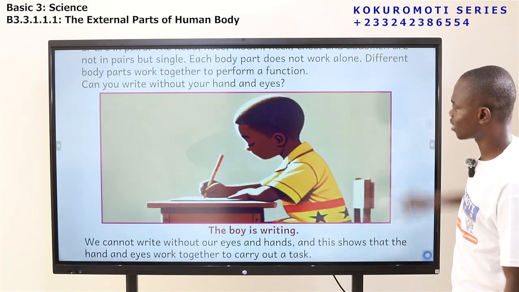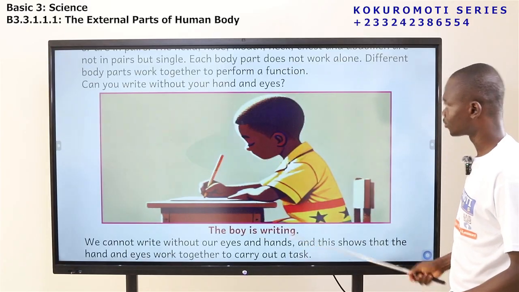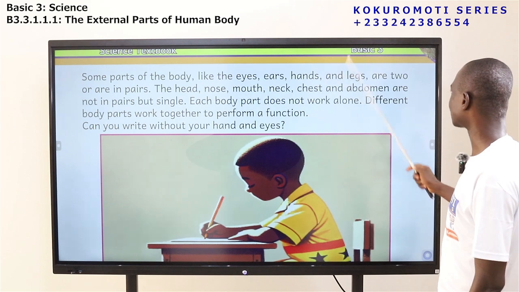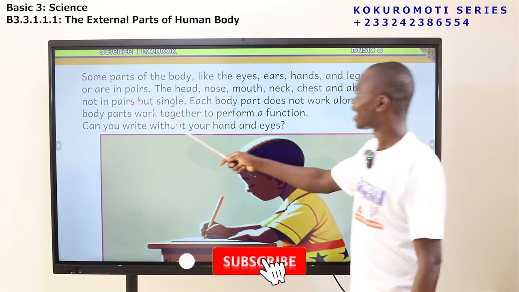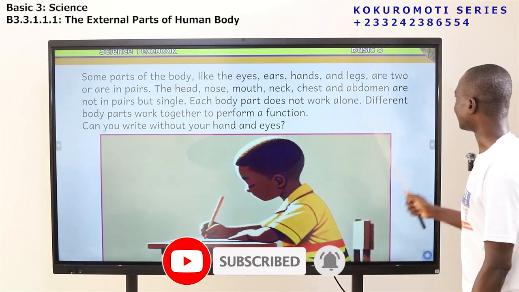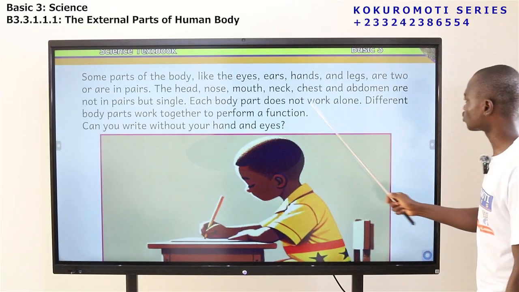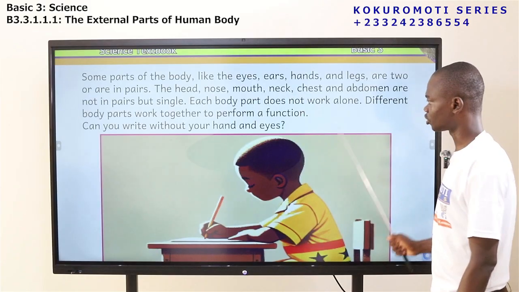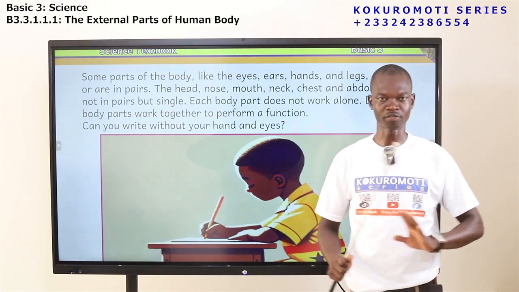Now let's look at this picture. You see the boy is what? The boy is writing. Okay, now some parts of the body like the eyes, ears, hands and legs are in what? Pairs. The head, the nose, the mouth, neck, chest and abdomen are not in pairs but single. Each body part does not work alone. Different body parts work together to perform a function. So what we are saying is that our body parts come together to perform a function.